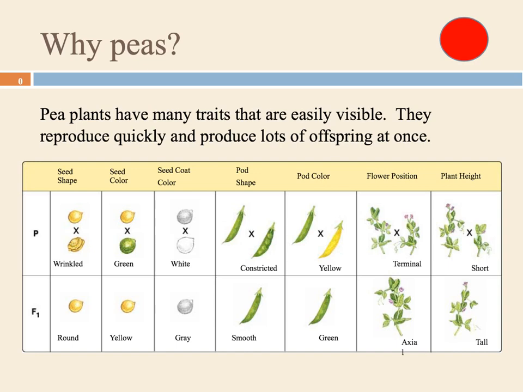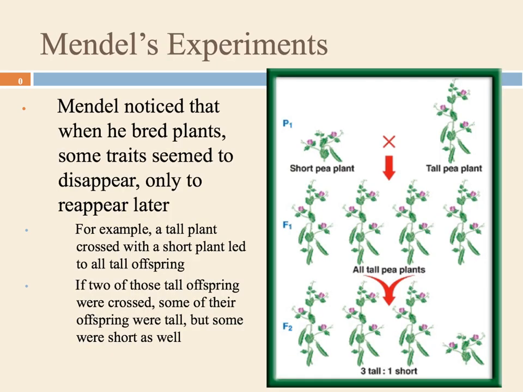So you'll need to know why he chose pea plants. So again, easily manipulated. He could look at lots of offspring in a short period of time, look at lots of generations, etc. So Mendel did numerous experiments looking at how traits were passed from one generation to the next. And before we go any further, let's talk about some of the shorthand that scientists used.